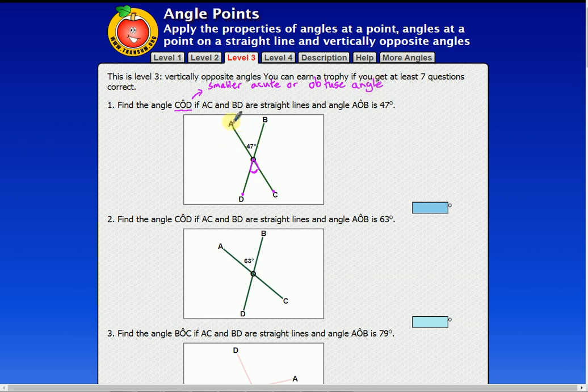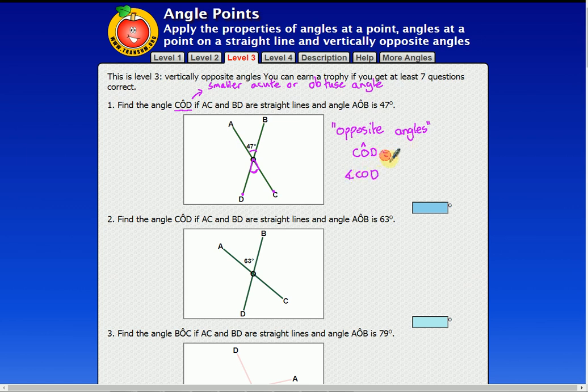Now we know the angle AOB is 47. So by using the idea of opposite angles, the things we can say are COD. Now the angle symbol doesn't have to be on top. It could be in front, COD.